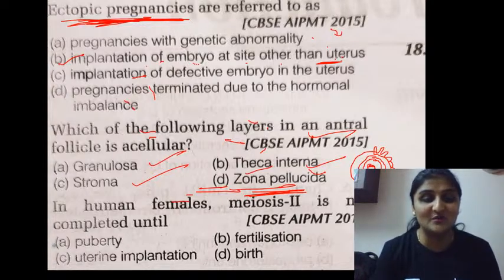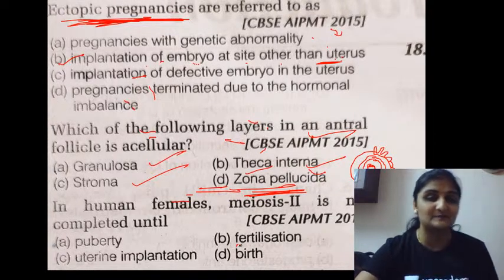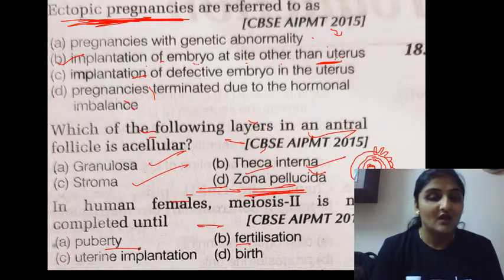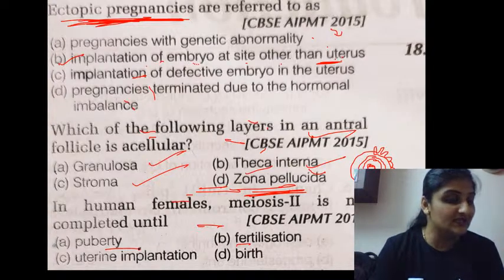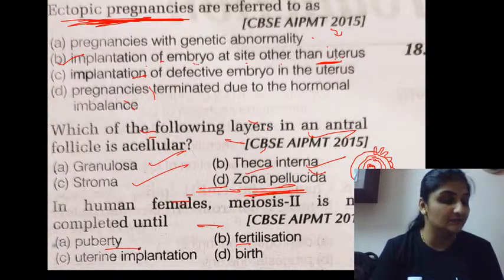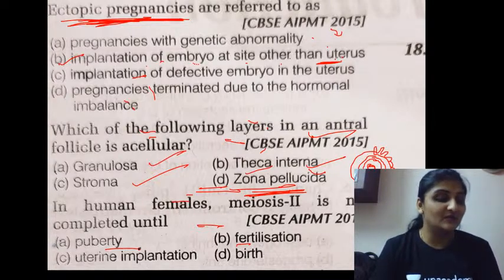Next question quickly. In human female, meiosis 2 is not completed until. Quickly students, I am waiting for the right answer. First discard the wrong options, students, and then hit the right answer. Yes, fast. Come up with the answers. In human female, meiosis 2 is not completed until. Fast, come up with the answers quickly.